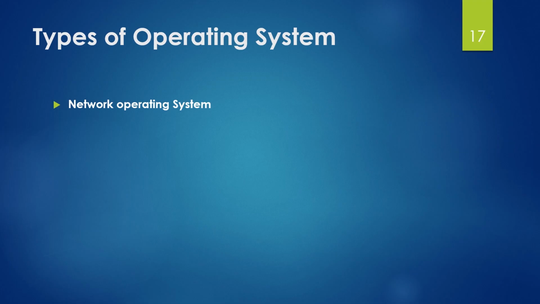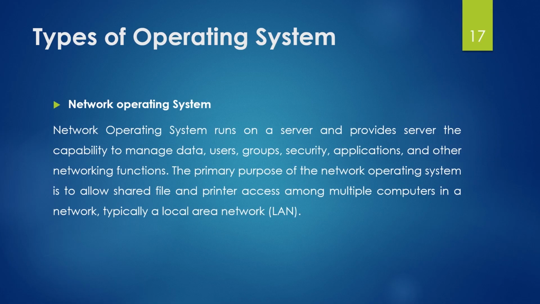The last one is the network operating system. The network operating system runs on a server and provides the server the capability to manage data, users, groups, security, applications, and other networking functions. The primary purpose of the network operating system is to allow shared file and printer access among multiple computers in a network, typically a local area network, LAN.